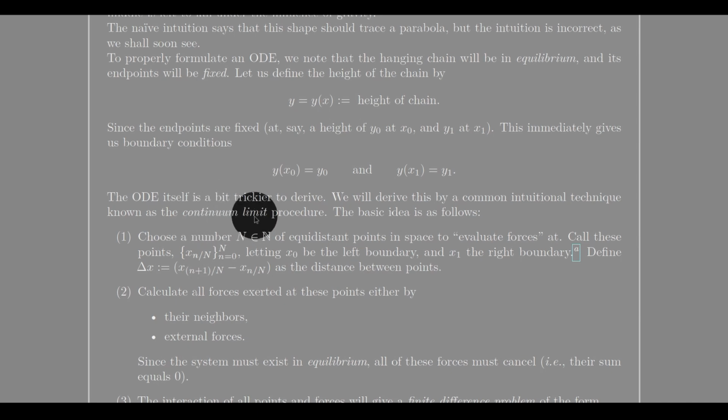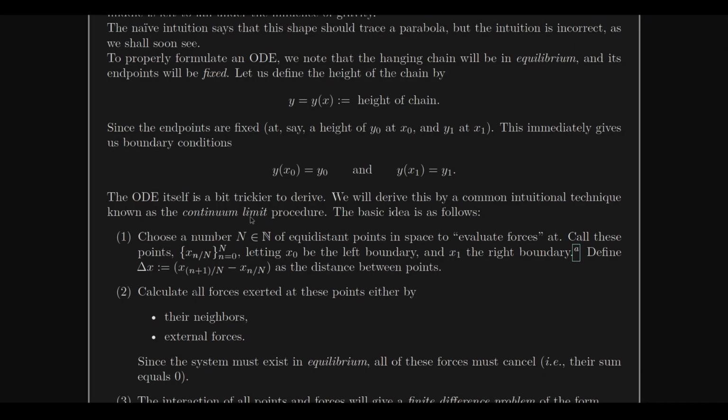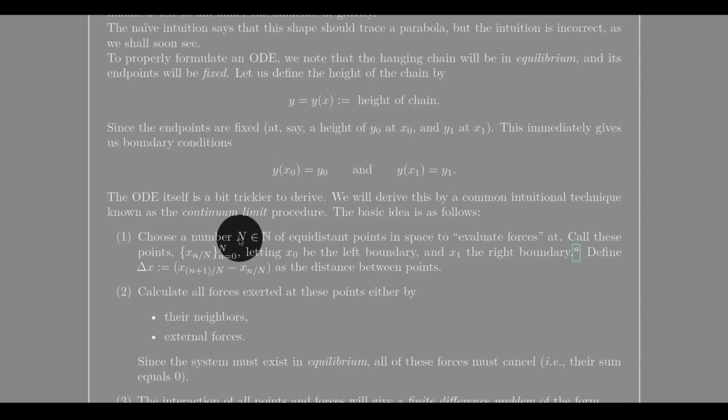The words come from the fact that we're going to take a limit of discrete points, which all have their forces on them. And under that limit, we're going to produce a continuum of points with forces. So the way this procedure works is we're going to start by choosing a number, capital N. Honestly, you could choose whatever letter you want for this, but I like capital N for a number of points.